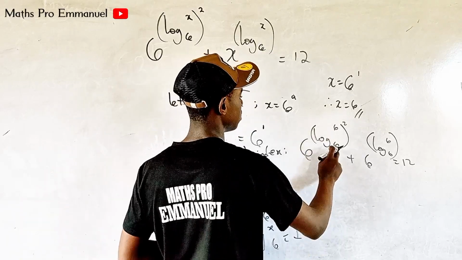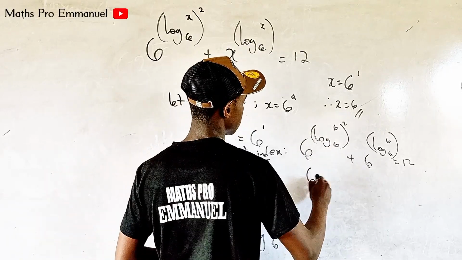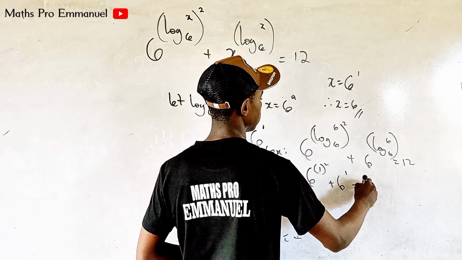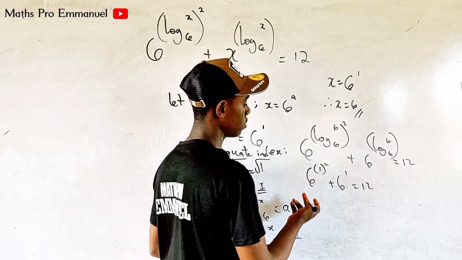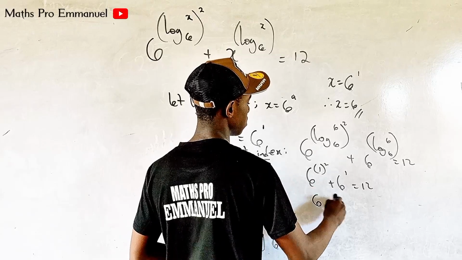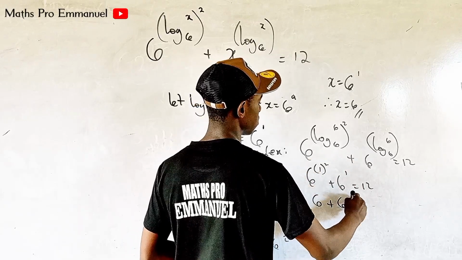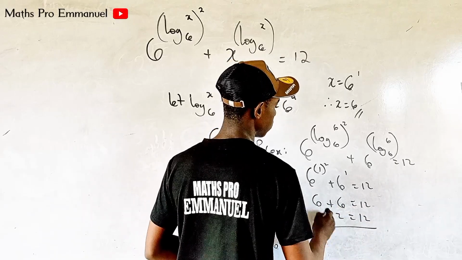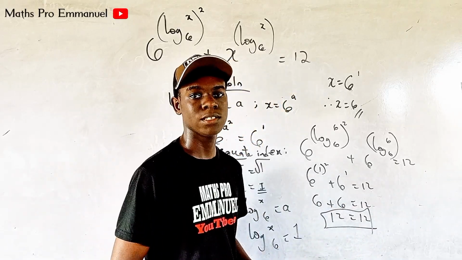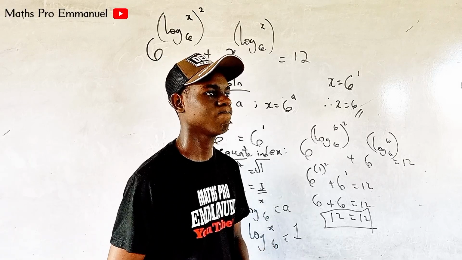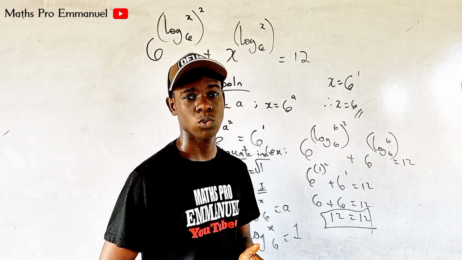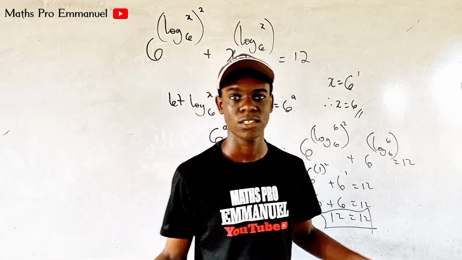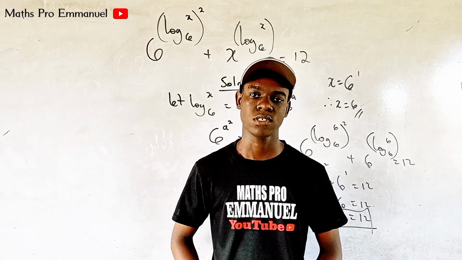Now log 6 base 6 is 1. So I just have 6 raised to the power of 1 squared plus 6 raised to the power of 1 is equal to 12. 1 squared is still 1, and 6 raised to the power of 1 is still 6. So this is 12 is equal to 12. As you can see now, left hand side is equal to right hand side. That's it. So I'm done with the question, and that's the answer. X is equal to 6.